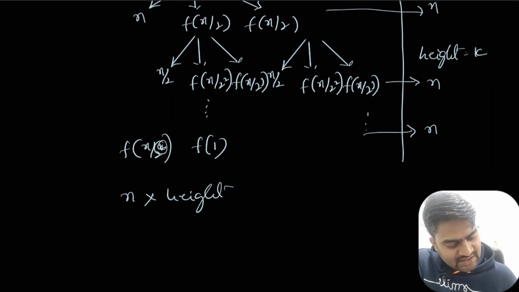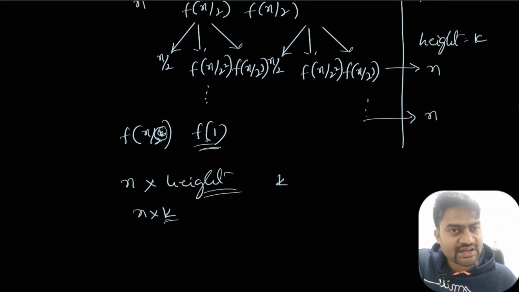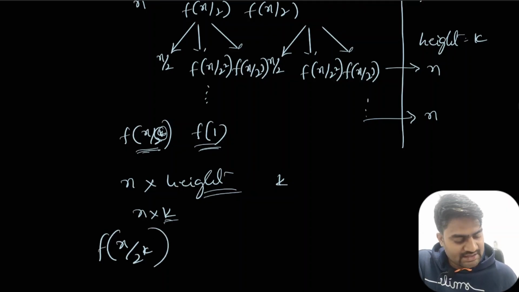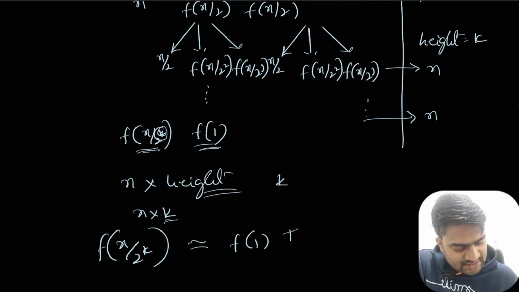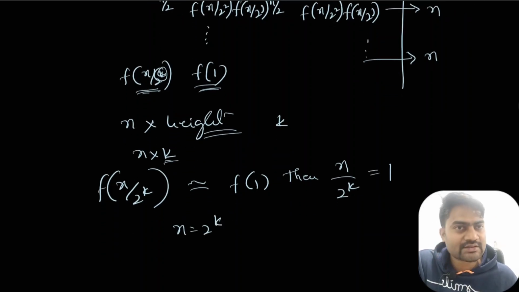So what is height then? Height is nothing but n into k. Basically height is k, so it is n into k. What is k in terms of n? For that, we know this will stop when it becomes f of 1. It means it has run for f of n by 2 to the power k times. So if it has to become f of 1, then our n by 2 to the power k should become 1. If that is the case, n equals 2 to the power k, correct? And k equals log n.